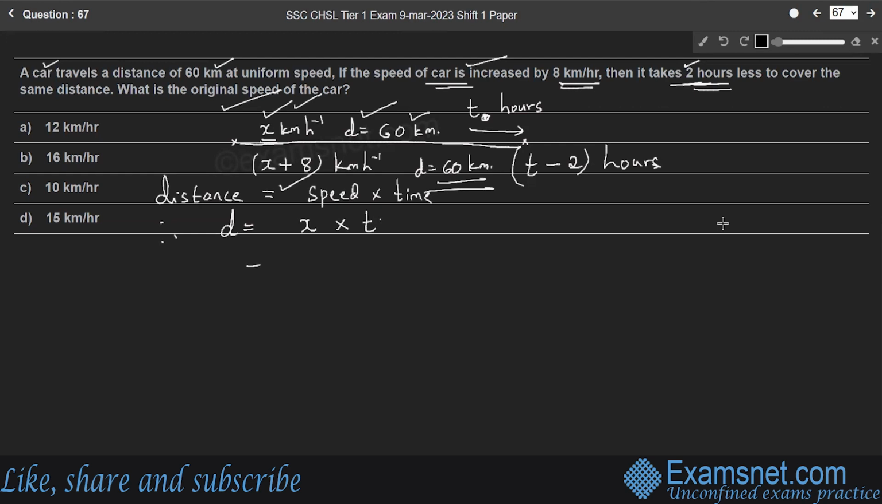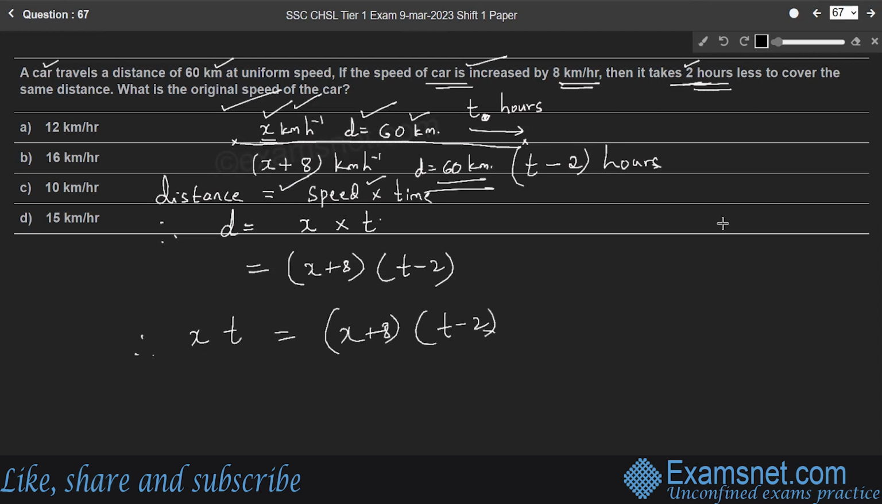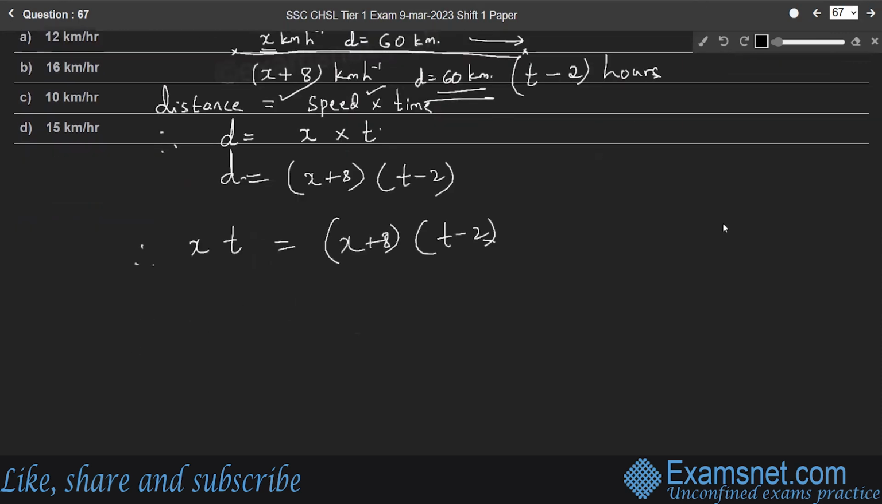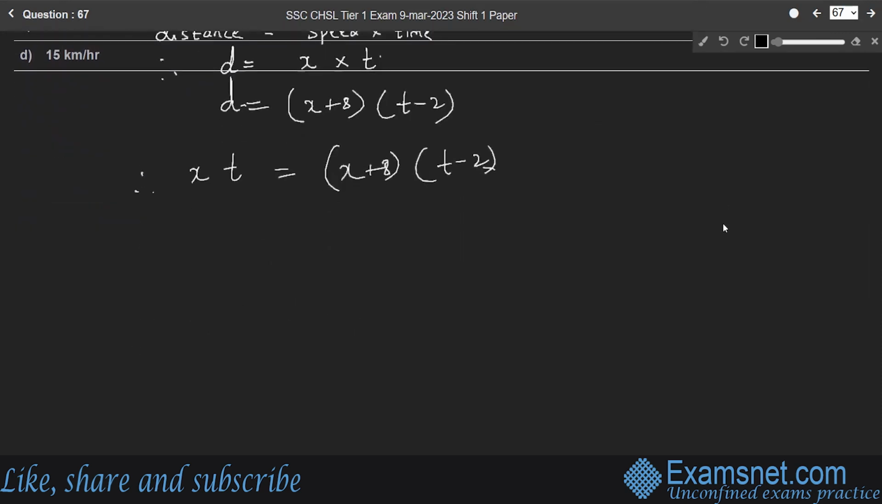So which is also equal to, in the second case, speed is x plus 8. Distance is equal to speed into time. Time is T minus 2. Therefore, we can equate x into T and x plus 8 into T minus 2. Since distances are equal, same distance, therefore x into T is equal to x plus 8 into T minus 2.